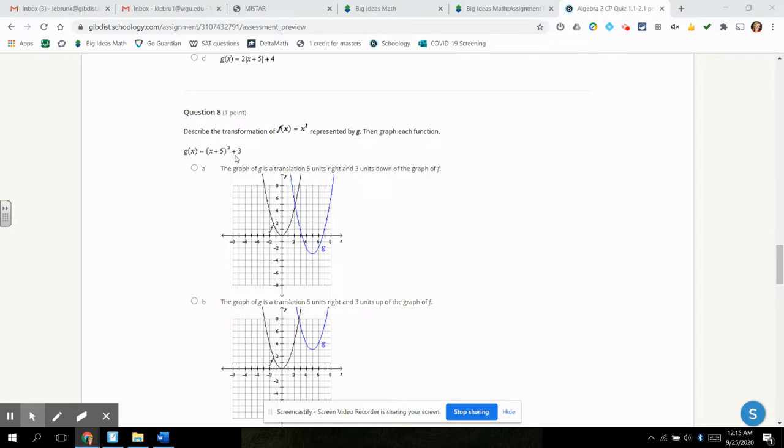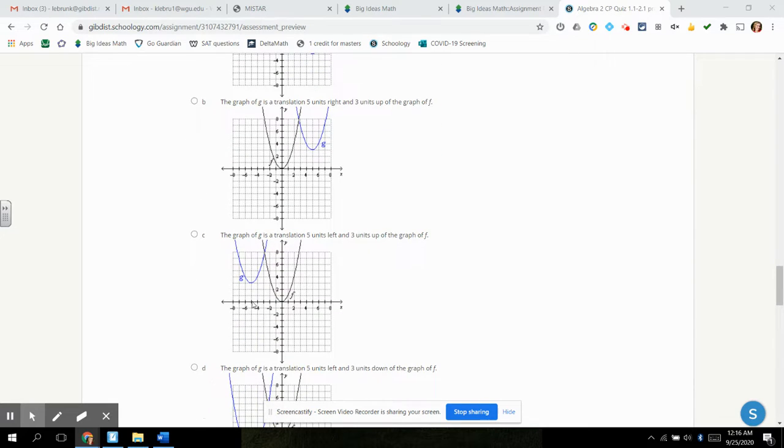Now remember, if you have something inside the absolute value or inside the quadratic squared piece, it goes the opposite direction. So because that says +5 in there, you're actually moving it left 5. And the 3 at the end moves it up 3. So I'm looking for the parabola that goes left 5 and up 3.